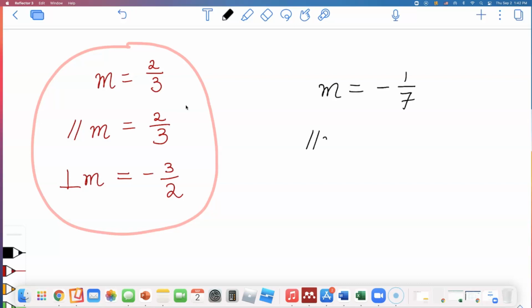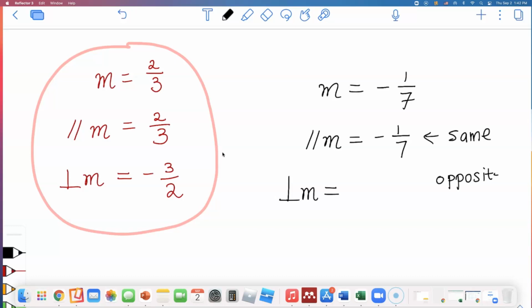What will be the parallel slope? The parallel line will have a slope of -1/7. It will be the same. It's always going to be the same as the original. But the perpendicular slope has to have an opposite sign. So opposite of negative is positive, right?